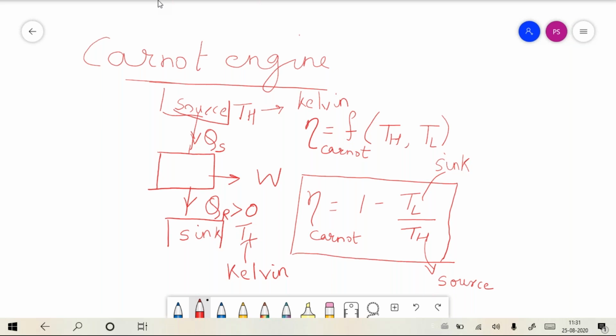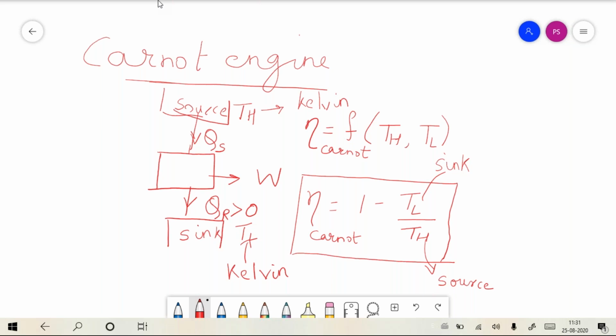Okay, so please remember this. Whenever any numerical on the Carnot engine is asked, we need to remember that the efficiency of the Carnot engine depends upon the source temperature and sink temperature. Both temperatures are to be expressed in Kelvin. Number one.